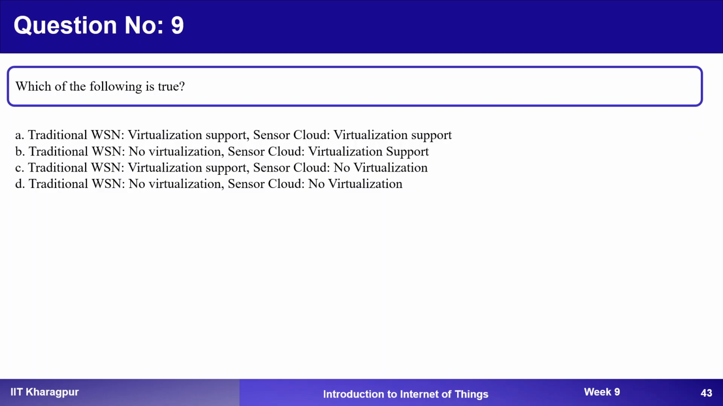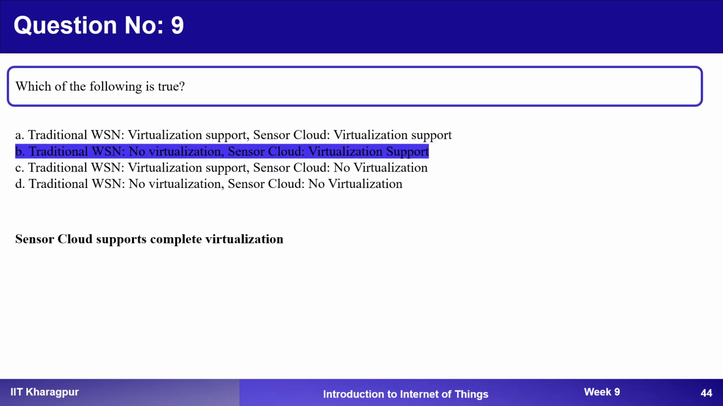Third one is in WSN, there is virtualization. However, in sensor cloud, there is no virtualization. Last one is in both WSN and sensor cloud, there is no virtualization. So in the traditional wireless network, there is no virtualization. However, the sensor cloud is based on the concept of virtualization. So the correct option for this question is B. That is traditional WSN, no virtualization, sensor cloud, virtualization support.